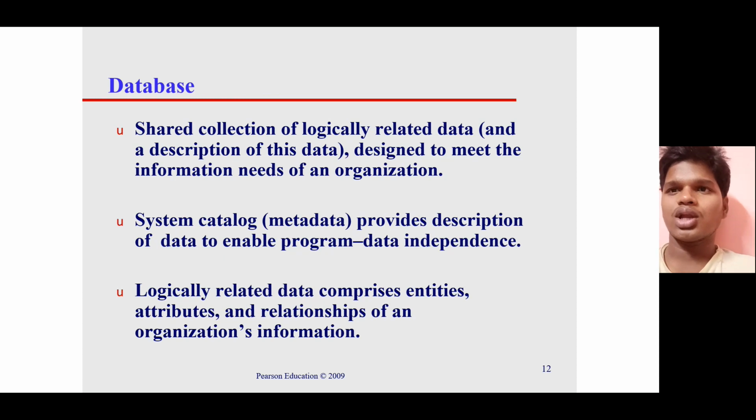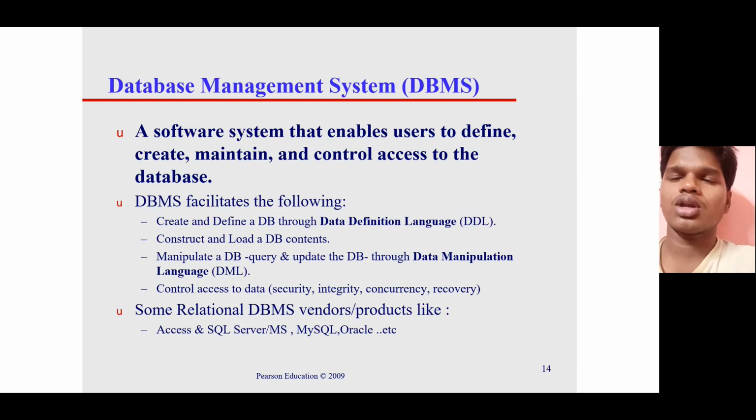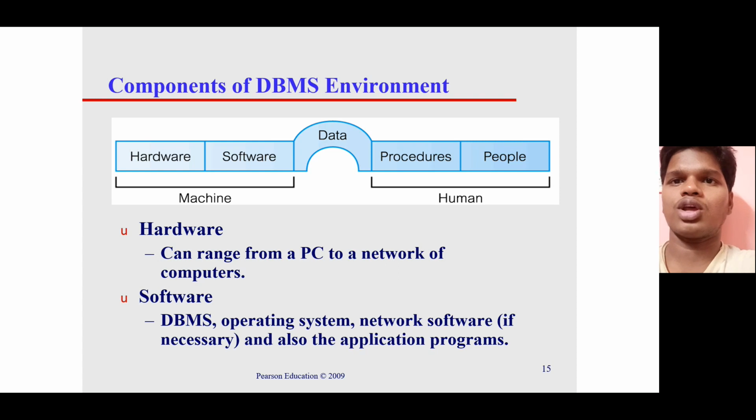The result: DBMS was introduced. A database is a shared collection of logically related data designed to meet the information needs of an organization. The system catalog provides a description of data to enable program-data independence. Logically related data comprises entities, attributes, and relationships of an organization's information. A database management system is a software system that enables users to define, create, maintain, and control access to the database. DBMS facilitates the following; some relational DBMS products; components of the DBMS environment.